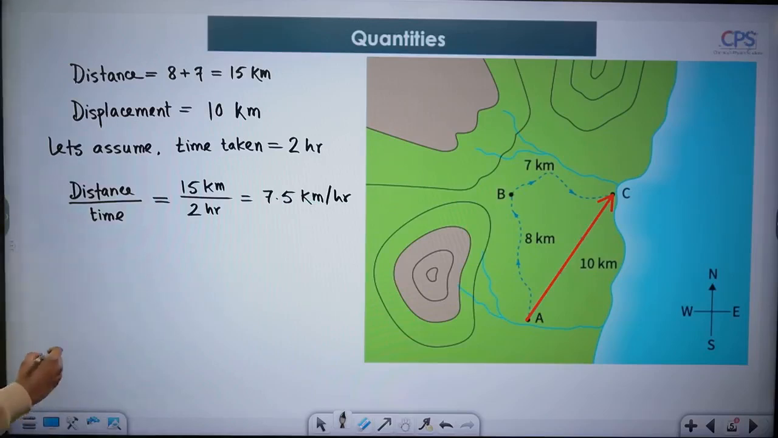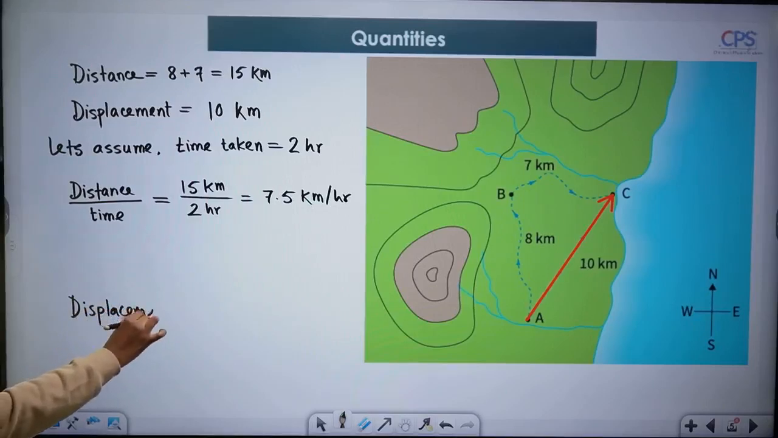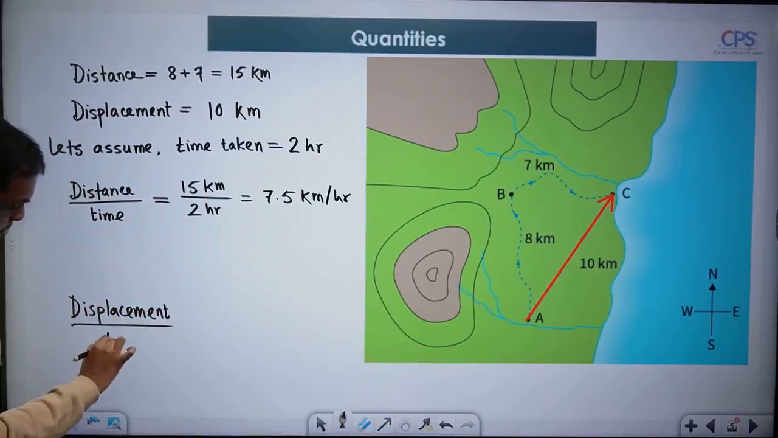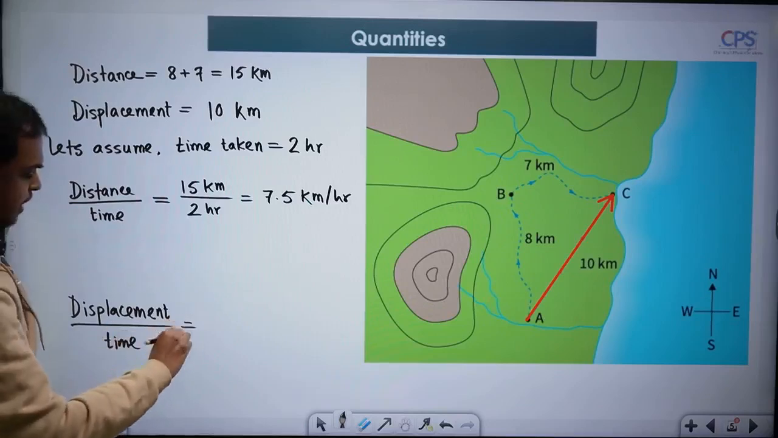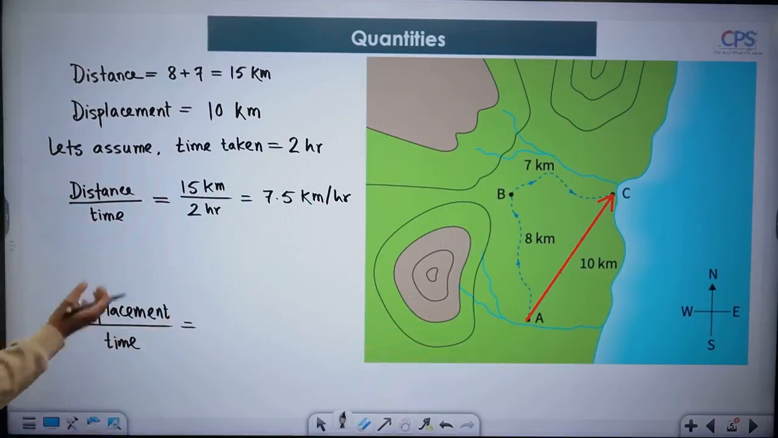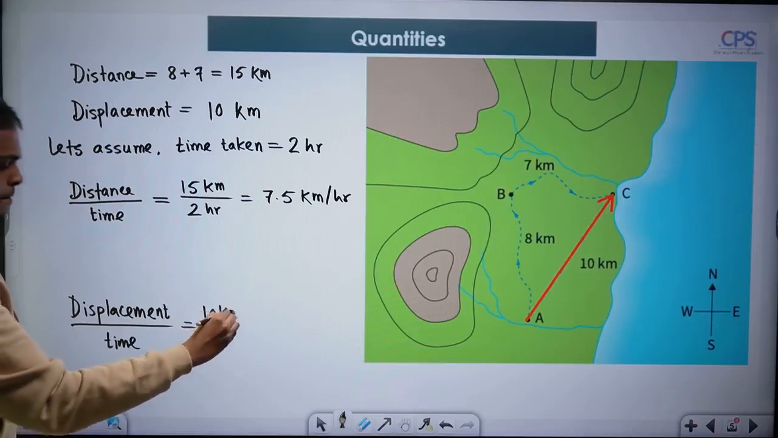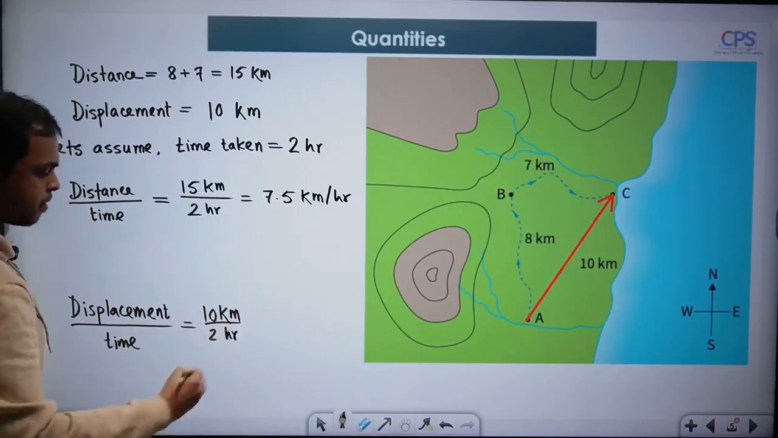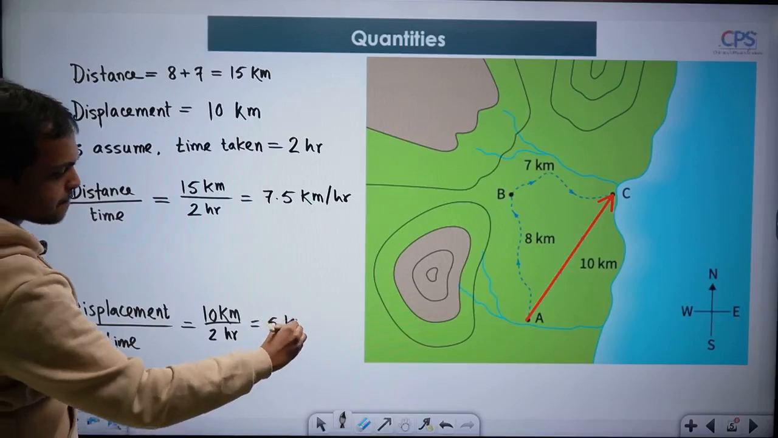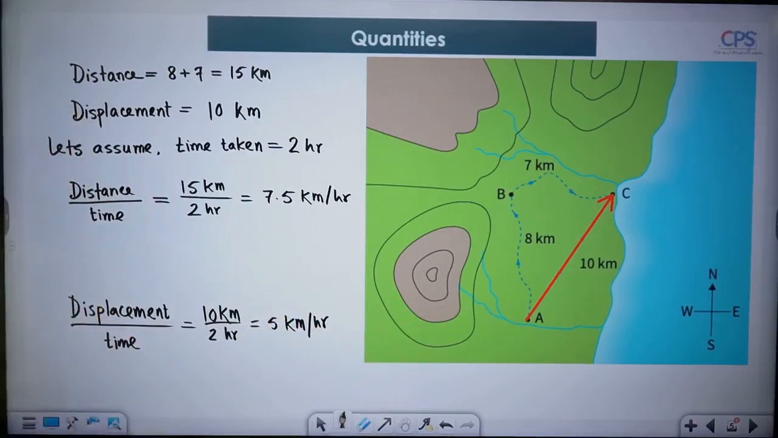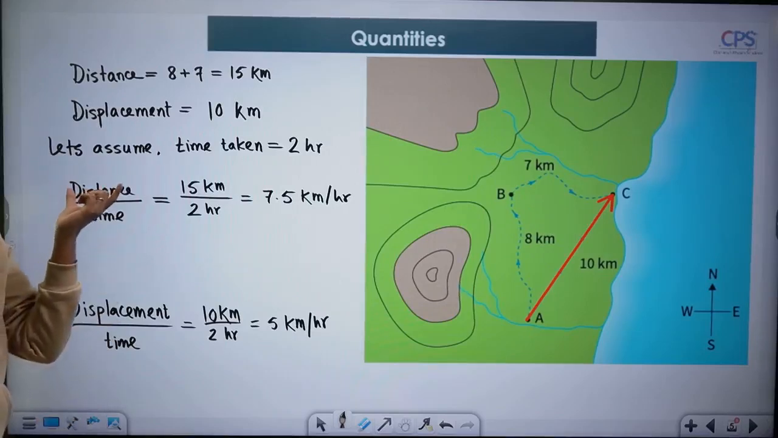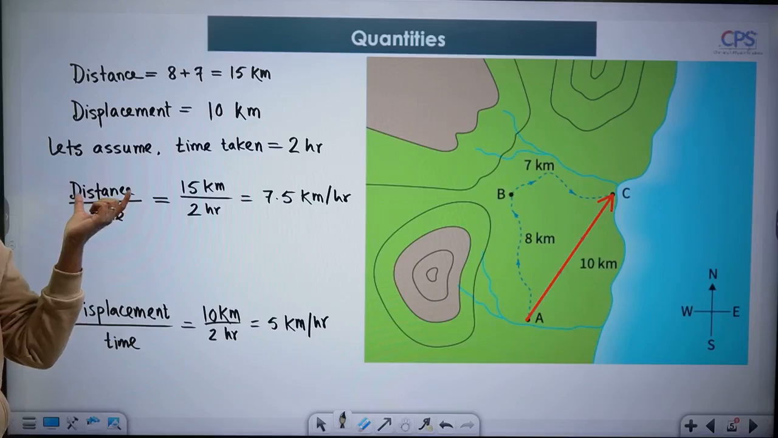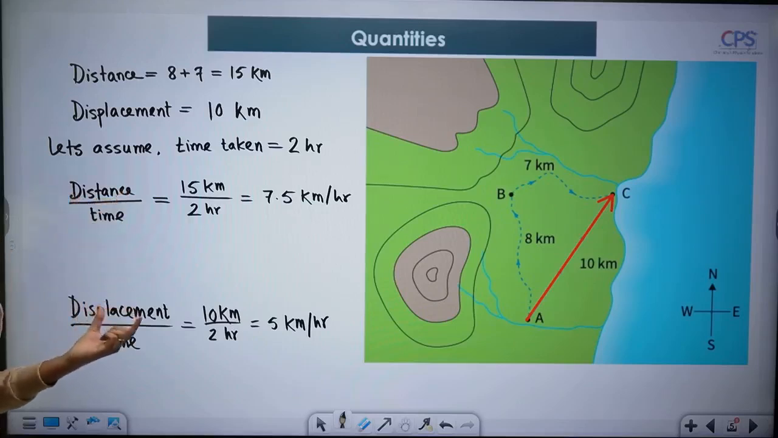So let's talk about the rate of displacement. Displacement by time. Okay, so let's see. The displacement is 10 kilometers and the time is 2 hours. So it's 5 kilometers per hour. So these are not the same thing, right? How can it be the same? The things in the numerator are different. So distance and displacement are not the same thing.